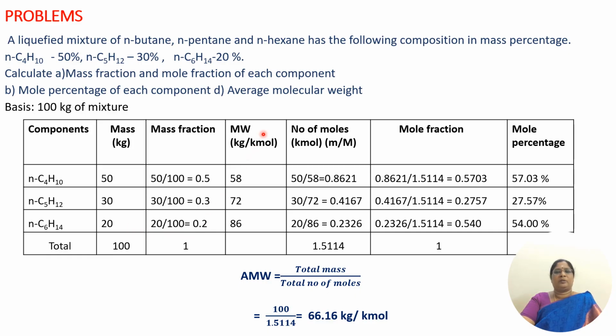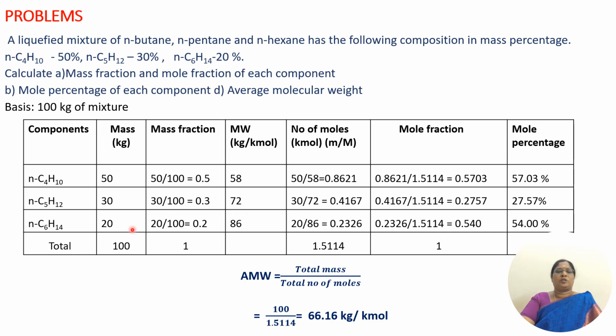Then let us write down the molecular weight of all the three. The first one is 58. For pentane, it is 72. And for hexane, it is 86. Let us next calculate the number of moles. The number of moles can be calculated by mass by molecular weight. Mass is 50 divided by its molecular weight 58. For the second one, mass is 30 divided by its molecular weight 72.